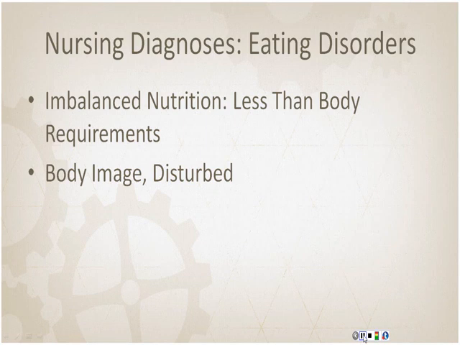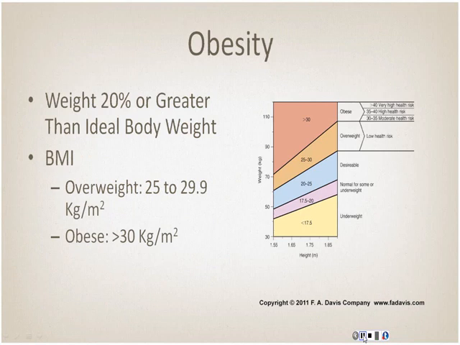Body image disturbances related to psychosocial or cognitive or perceptual changes. A lot of those folks that have anorexia do not see themselves as thin at all, even though they can be completely cachectic, just skin and bones, literally skin and bones.